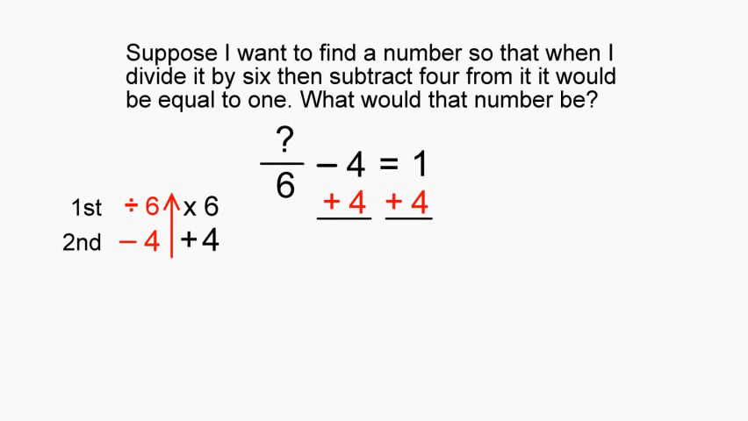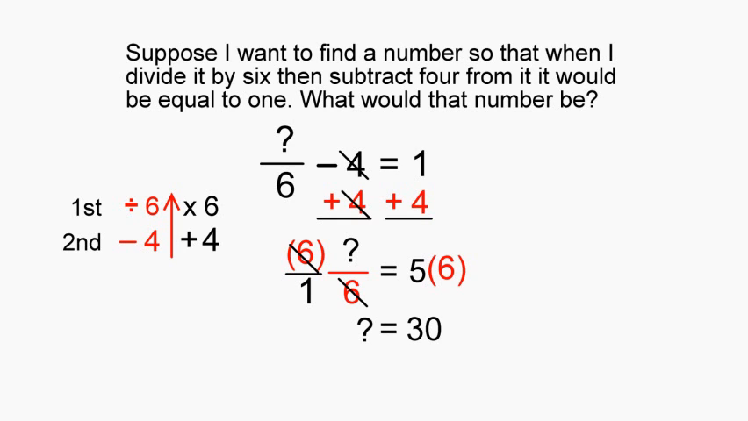When I add 4 to both sides, a plus 4 and minus 4 on the left side cancel each other out, leaving just the unknown divided by 6. On the right side, I have to add 1 plus 4 to get 5. The next and final step is to undo the division by 6 by multiplying both sides by 6. The 6's on the left side cancel each other out, leaving just the unknown piece. And on the right side, I have to multiply 5 times 6 to get 30. So the missing piece I was looking for is 30.